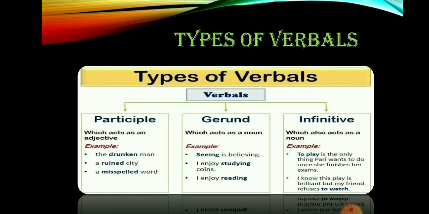First, participle means the various forms of verb which act as an adjective. It is a verb but it is doing the work of an adjective. For example, the drunken man, a ruined city, a misspelled word.